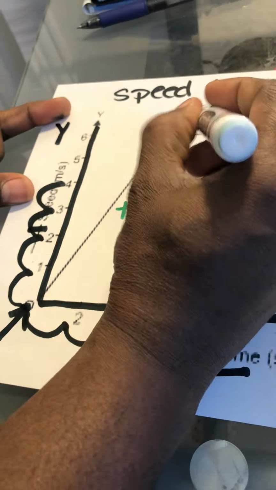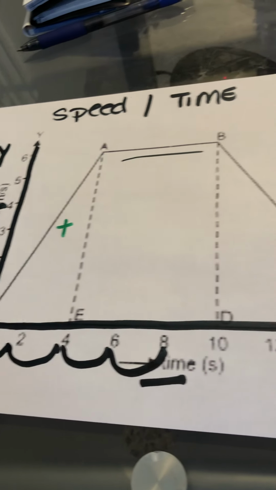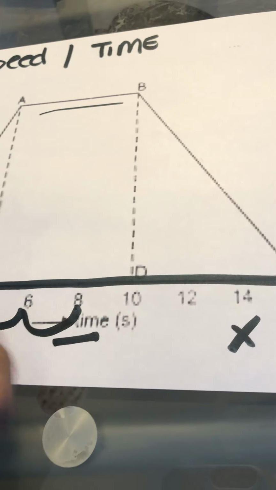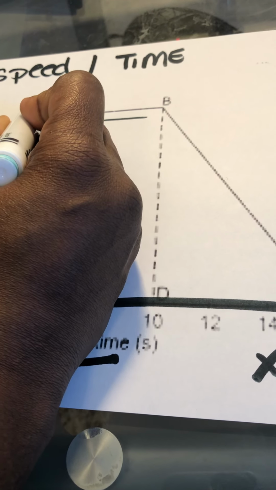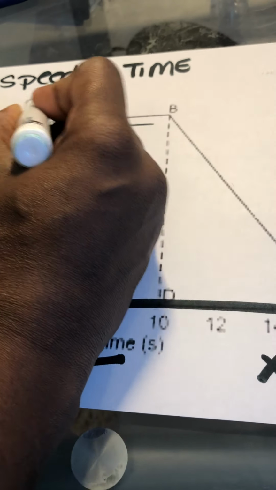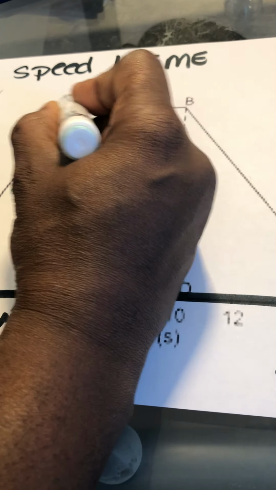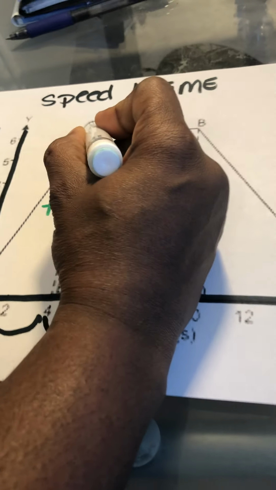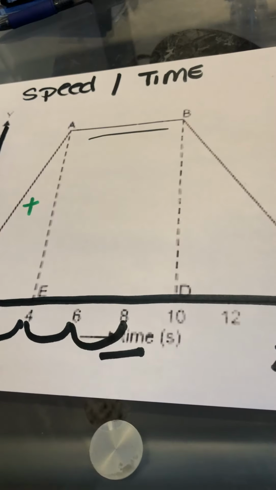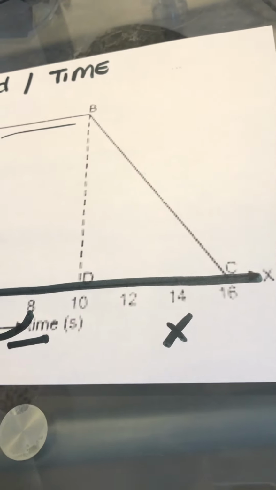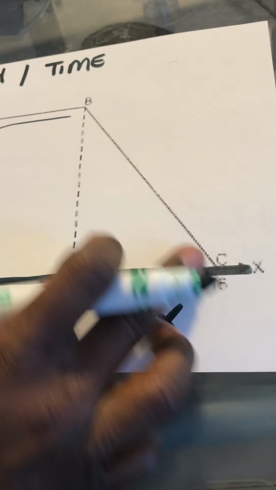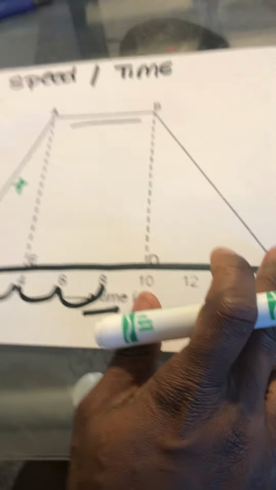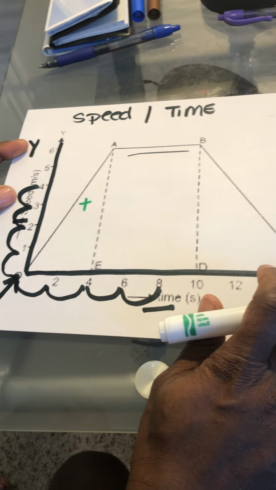Now you see this flat line here. What's happening at this flat line? This flat line is showing us that the runner did not increase in speed. They continued to run at the same speed of 6 miles per hour until they got to point B, when they got tired or slowed down and decreased their speed, going back down to 0 miles per hour.